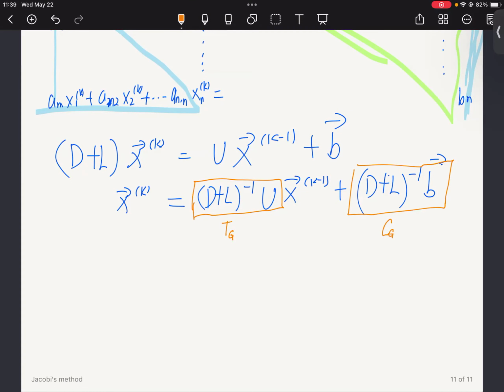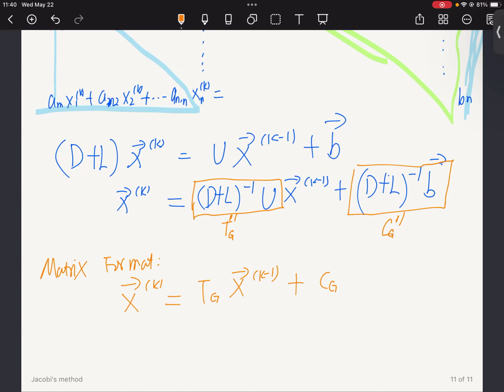And here we can write the iteration. This is the matrix format. So we can write x^k equals T_G times x^(k-1), plus C_G. Yes, that's it. And T_G equals D plus L inverse times U, and C_G equals D plus L inverse.